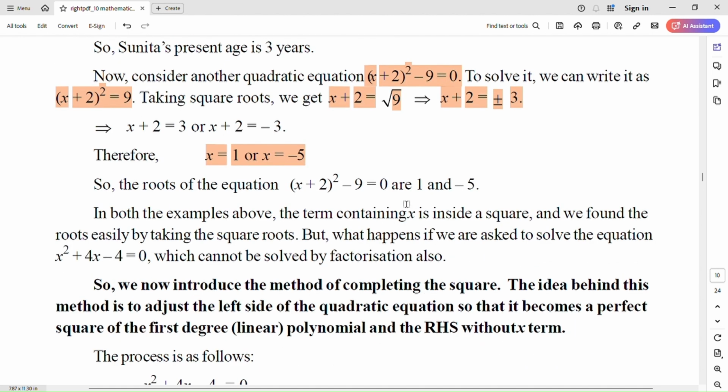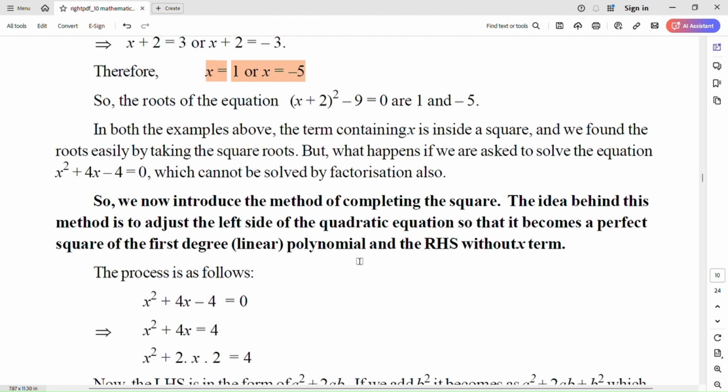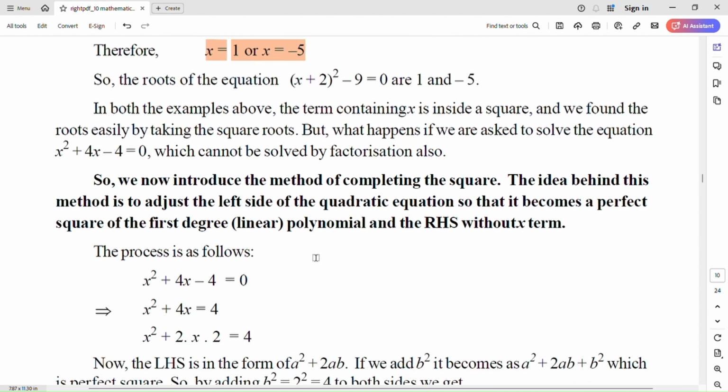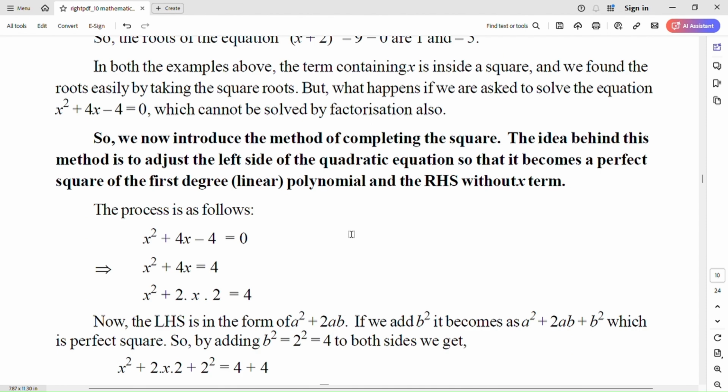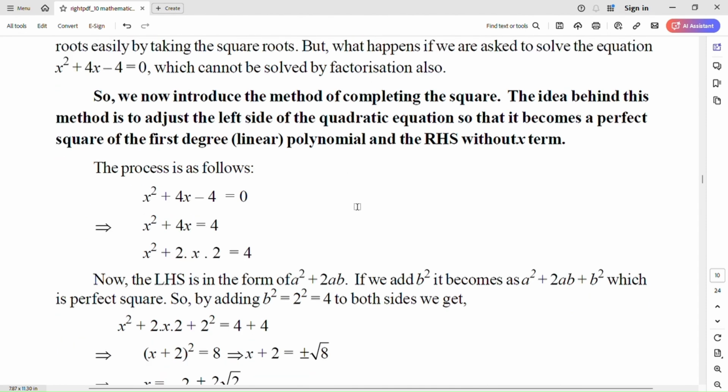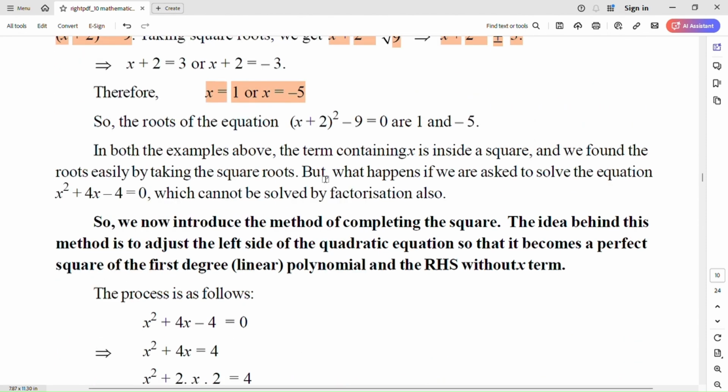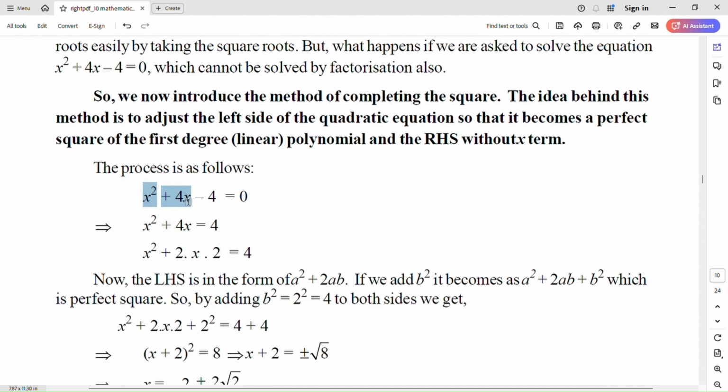Now what we try to do is, whatever is the expression on the LHS, we try to make it a perfect square. Whatever is required for a perfect square, we add it to this, and then we add the same value to the RHS. Then it is easy to solve the problem.